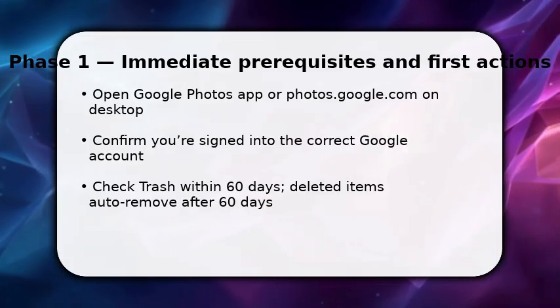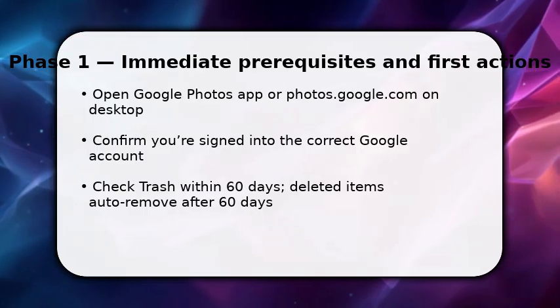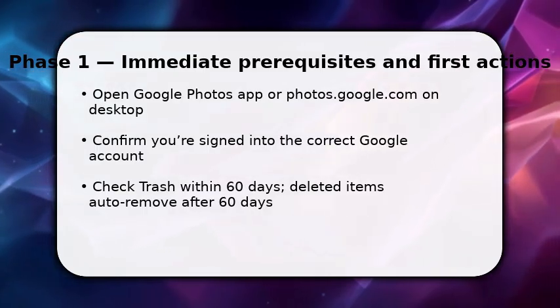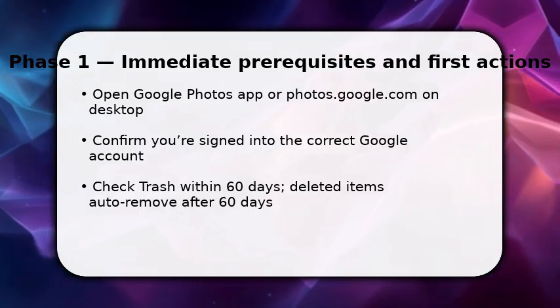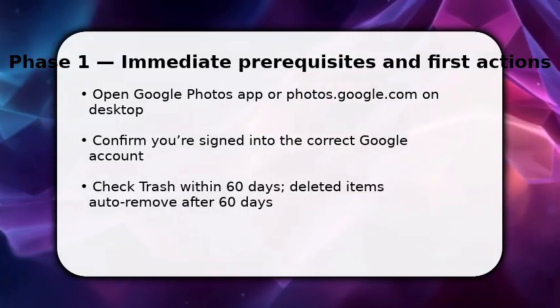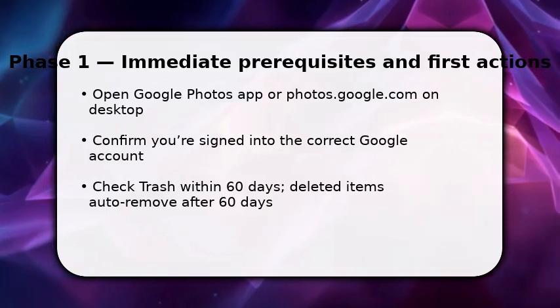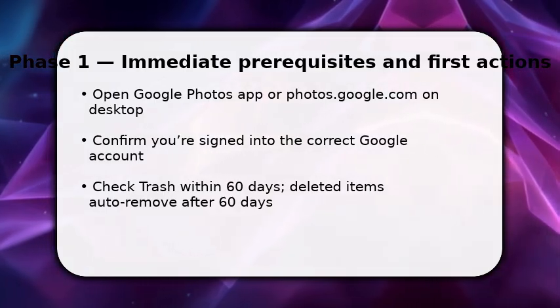You start by opening Google Photos and confirming the exact account you used. Sign-in mistakes waste time. Once done, go to Trash. Items remain for 60 days, which is why acting now matters. If the photo is there, select it and use Restore to return it to your library.